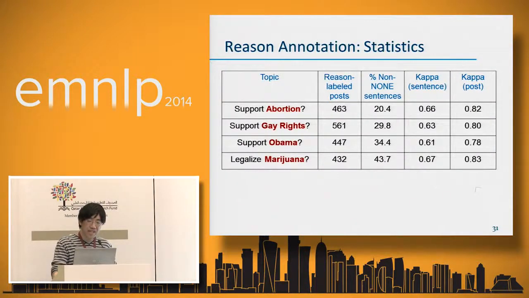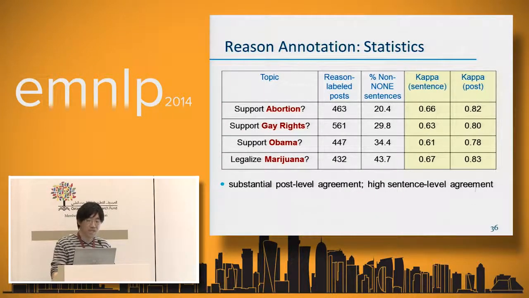Here are the reason annotation statistics. We managed to annotate most, but not all, of the posts in our data set. Around 20 to 43% of the sentences do not contain any reason in this data set. Here I also have the inter-annotator agreement scores expressed in terms of kappa with respect to sentences and posts. You can see that we have substantial post-level agreement and high sentence-level agreement.